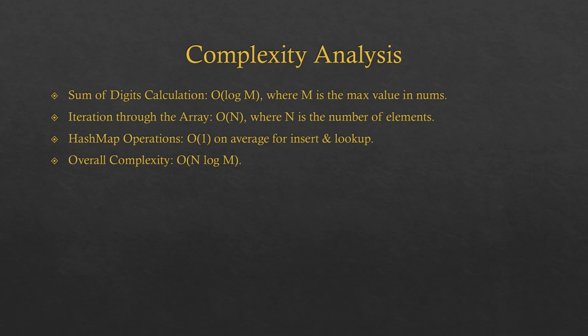Let's now analyze the time complexity of our solution. The sum of digits calculation for each number takes O(log m), where m is the maximum number in the array. Iterating through the array of n elements takes O(n). Operations with the hash map, such as insertions and lookups, take O(1) on average, so the overall time complexity is O(n log m).